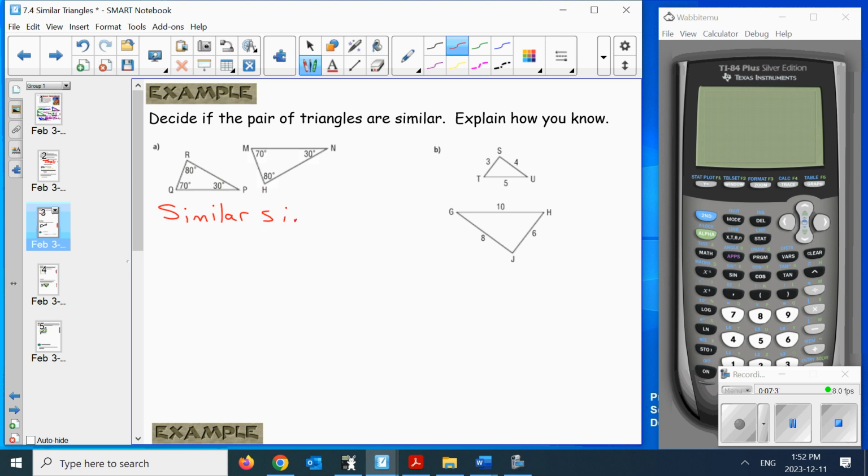Since all angles are the same. You've got to state your reason. Is it the angles or is it the sides in proportion? Okay. And furthermore, let's write the statement down, and then let's get another math statement down.